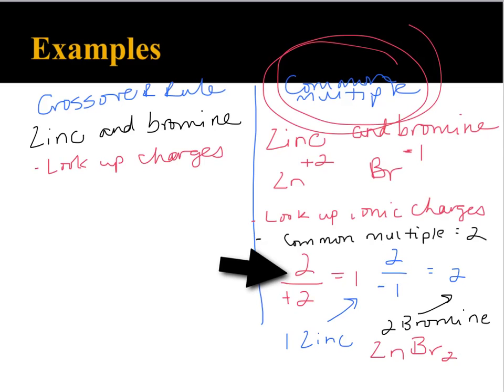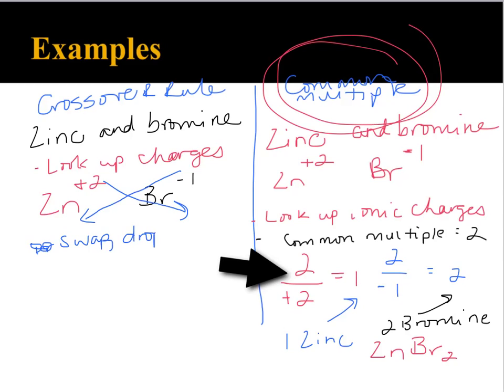So we've got zinc. The atomic symbol, zinc is a +2. We look up bromine, and we see again bromine is -1. Now, what the crossover rule says is this -1 comes over here, this +2 comes over here. They drop their signs, so they swap, they drop, and they become subscripts.